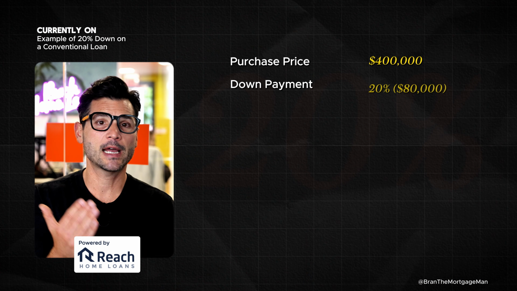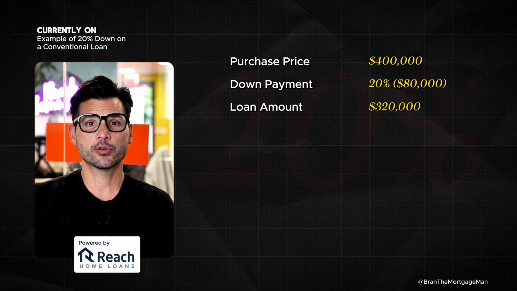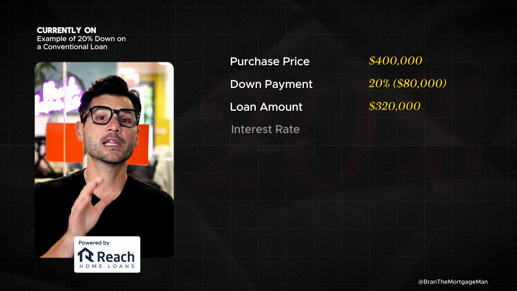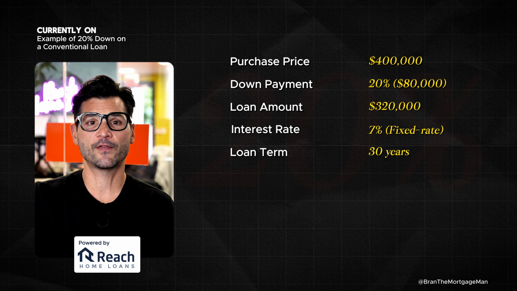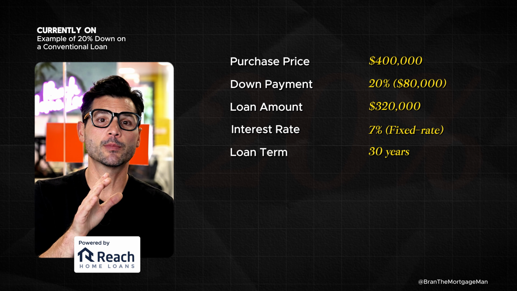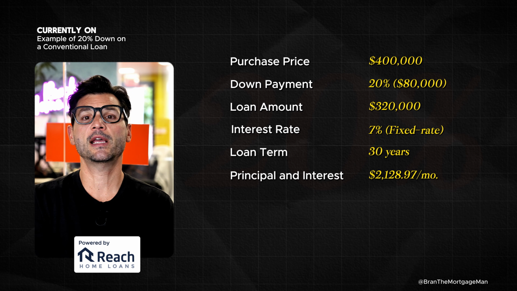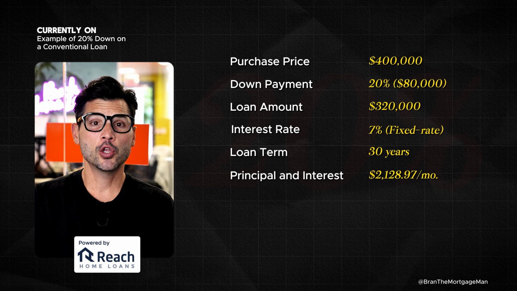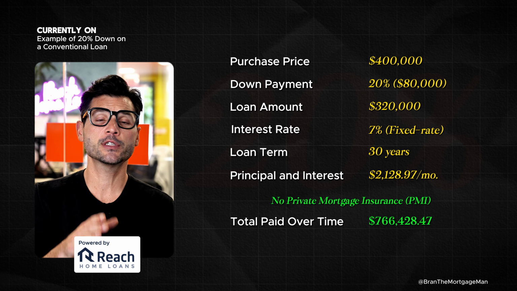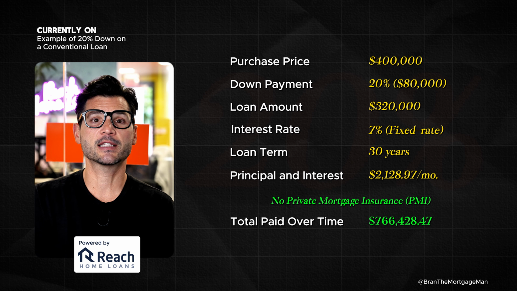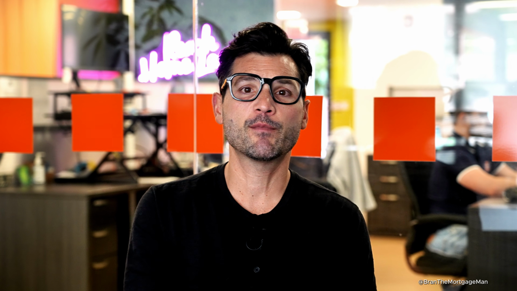Let me give you an example of a $400,000 property putting down 20%, which is $80,000, meaning you're going to borrow $320,000 on that property. Let's use the same 7% 30-year fixed rate that we used in the prior example with 5% down. Well, your monthly principal and interest payments, putting down 20%, are $2,128.97. You don't have mortgage insurance because you're putting 20% down. Over 30 years, you're going to pay $766,428.47.